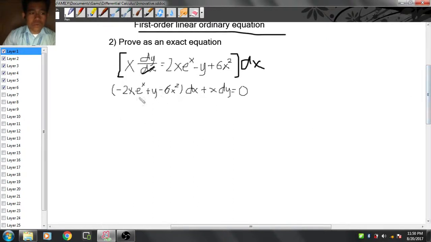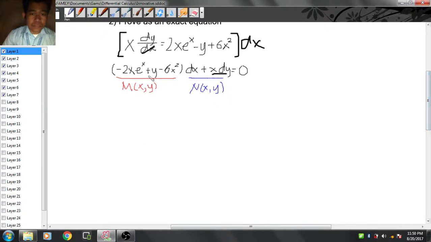After that, we need to let the dx and the dy terms be M of xy and N of xy. And after that, we need to differentiate those terms. So first, we differentiate the M of xy in terms of y, and that will give us 1 since there is only one y here. And the differential of N of xy with respect to x will give us 1. Therefore, we have proven that this equation is exact.